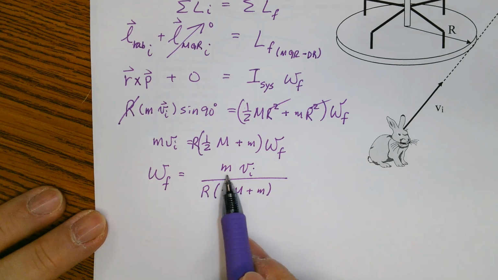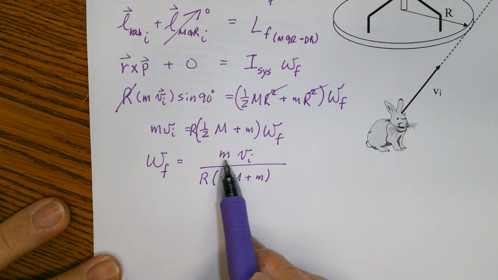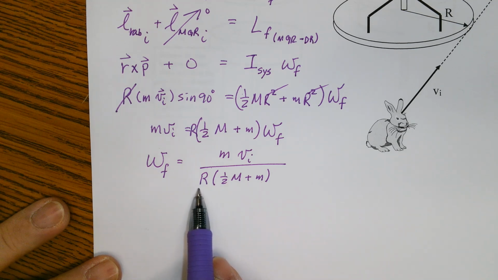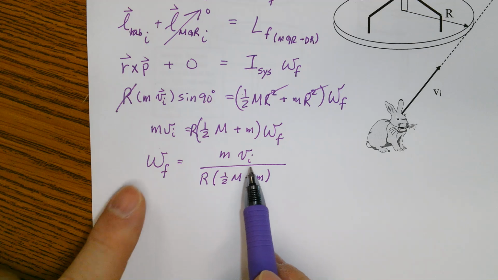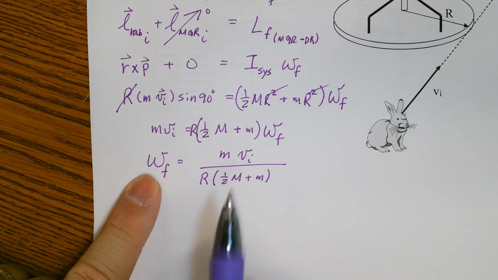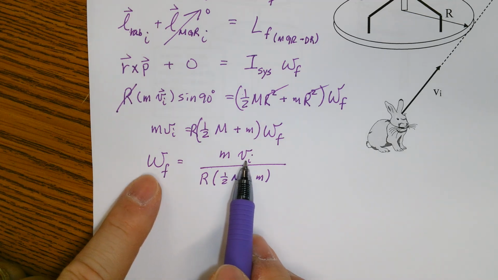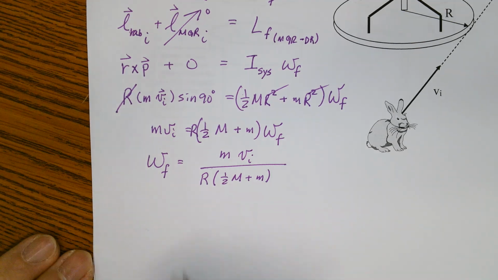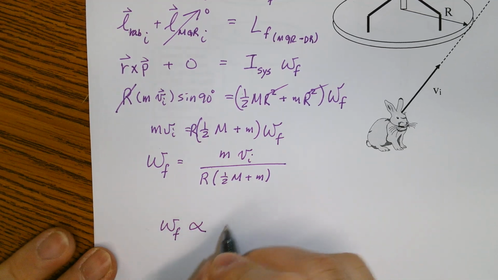Well, we know the mass of the rabbit is not going to change unless it loses a couple teeth, right? Merry-go-round's not going to change. The mass is going to stay constant. And r, the radius of this merry-go-round, is not going to change. So these are all constants. So you can see this omega directly depends on how fast this rabbit runs before the collision. So they're directly proportional to one another. Okay? So omega final is directly proportional to mv.